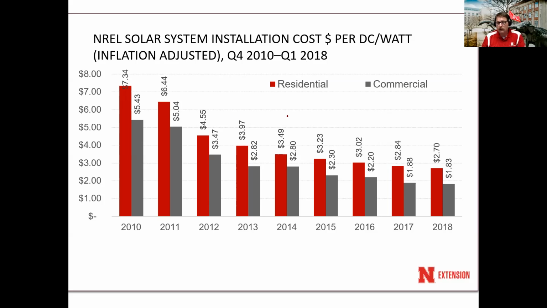So 10 kW is 10,000. 10,000 times 2.7 is $27,000. And I think $2.70 per watt total installed cost, that's everything included, is in the range of what we're seeing in Nebraska today. We're seeing a few a little higher, we're seeing a few a little lower. It's in that range pretty well.